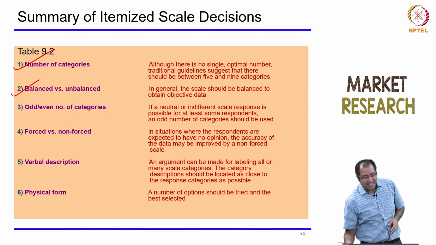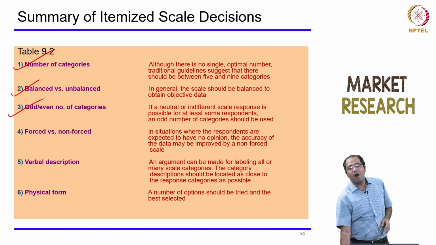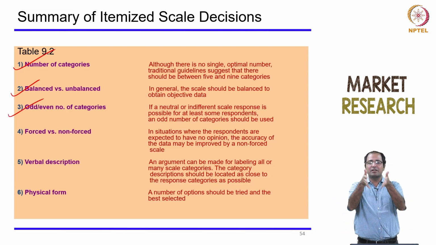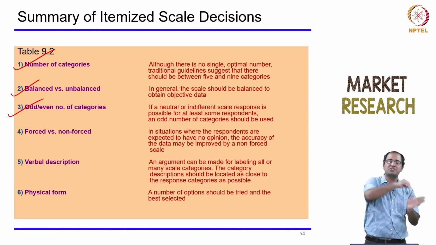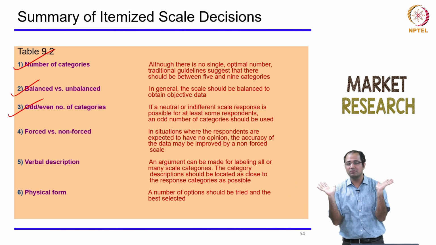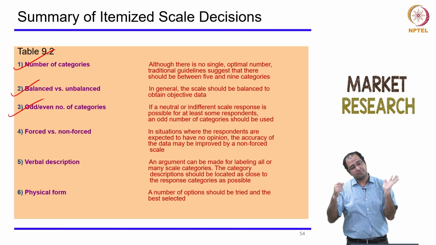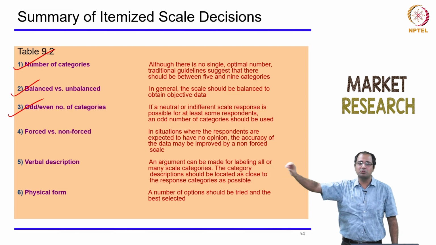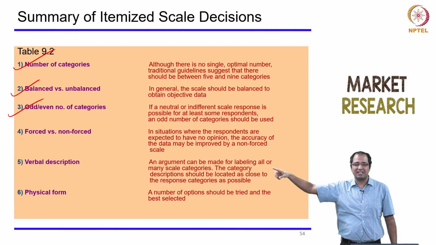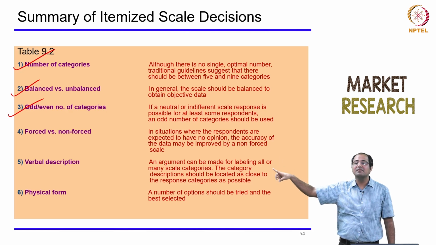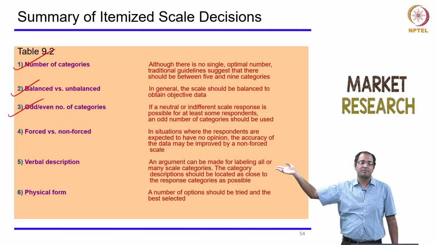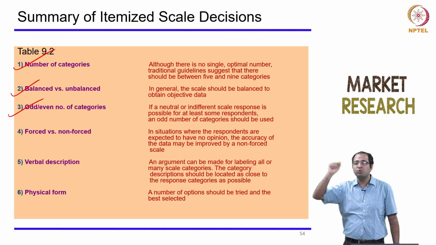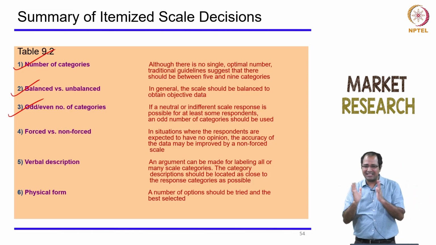The next one is odd or even number of categories. Odd is mainly when we insert the neutral in between. Now neutral means neither this nor that. It does not mean I don't know. Right? It does not mean I don't know. I don't know means there is a 6th option. You have to then put another option saying that I do not have any idea about this, or I do not know, or I refuse to answer. That is separate.